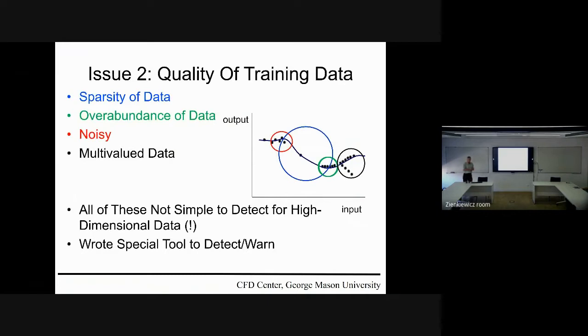So the second issue is the quality of the training data. Is the data sparse? Do I have enough data here? Do I have too much data? Or do I have data that is multi-valued or noisy? These are all things that can happen. And if you just throw data at something, you want to have at least some measure of whether this is happening, otherwise you're in the dark. So all of these are not simple to detect in high-dimensional data.